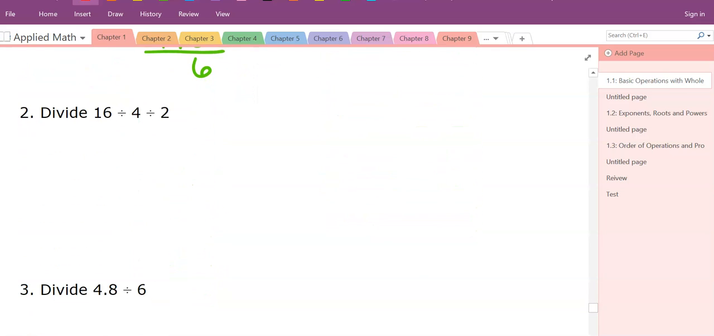For this one, again, I would just divide in order. So 16 divided by 4 is 4, divided by 2 is 2.